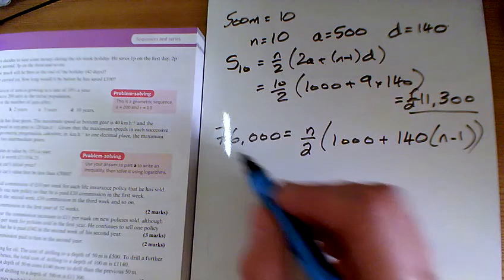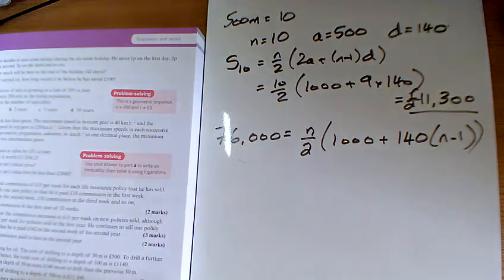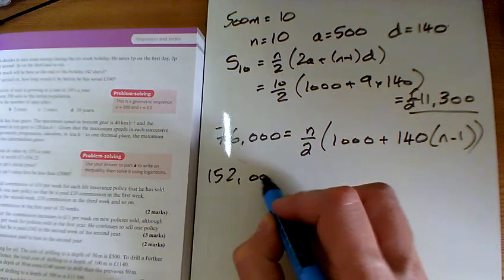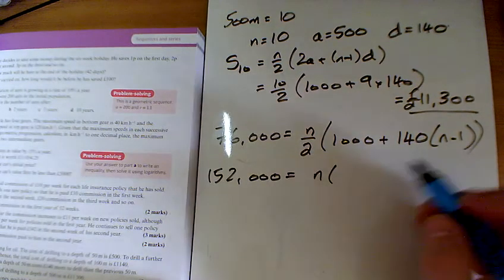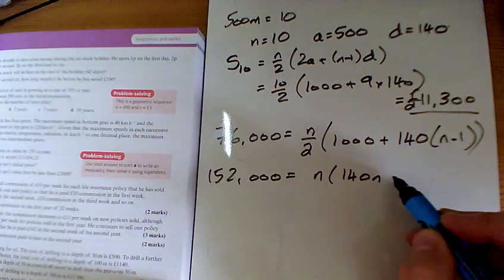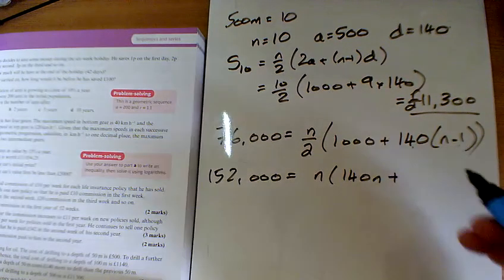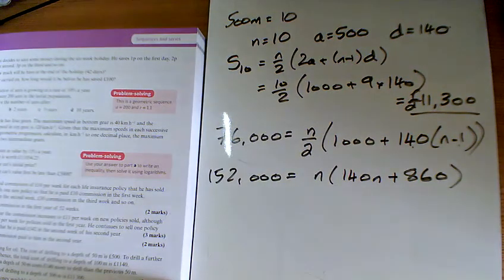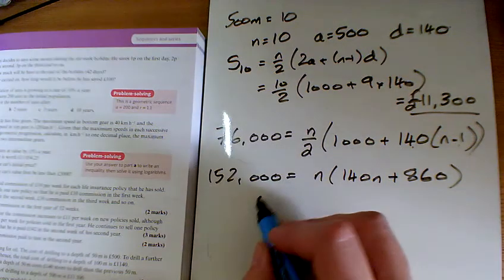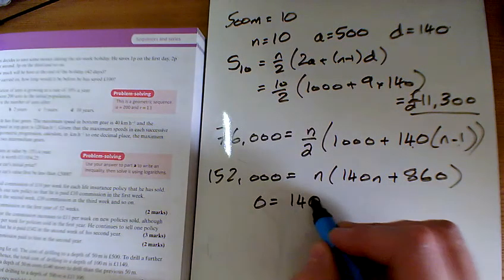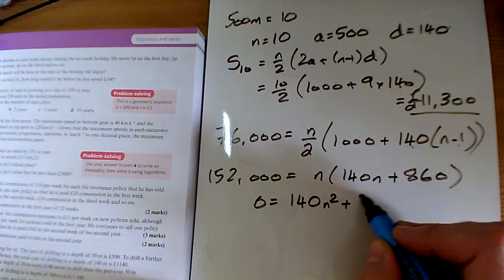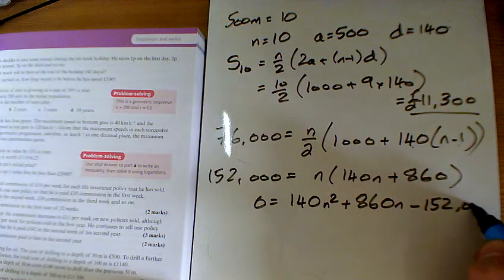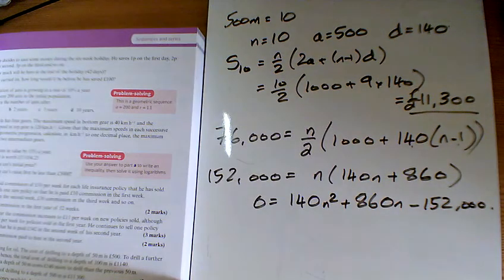Times that by 2, 76,000 times by 2 is 152,000. And working this out here, I've got 140 N, and then I've got 1,000, take away the 140, so that is 860 there. And dragging it all over one side then, so I've got 140 N squared plus 860 N minus 152,000. There's a quadratic and a half, isn't there?